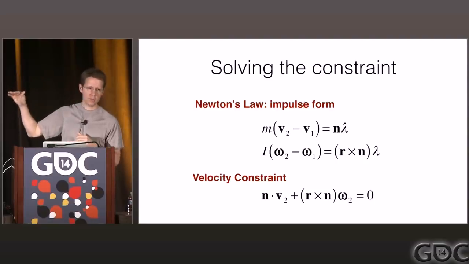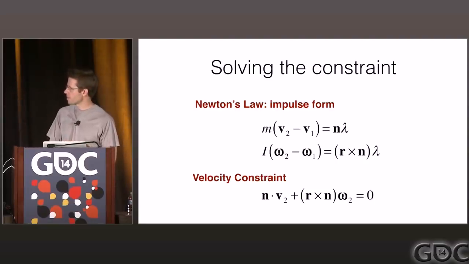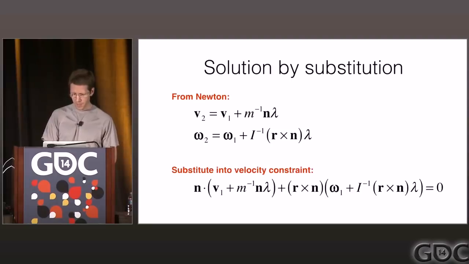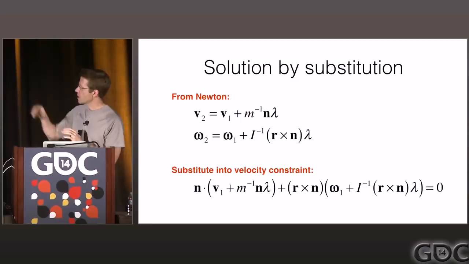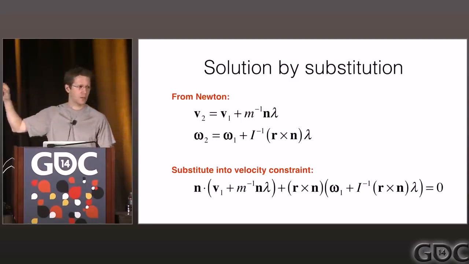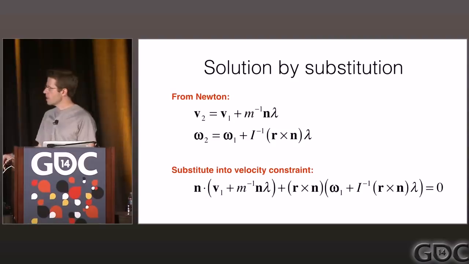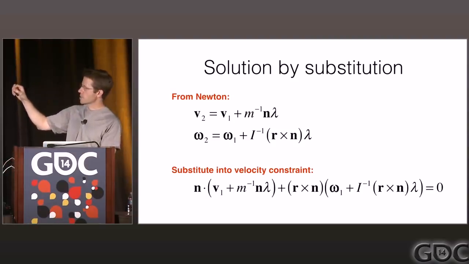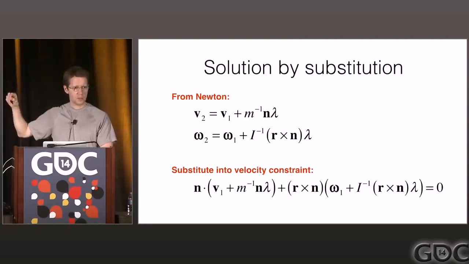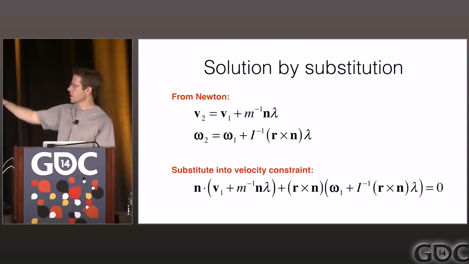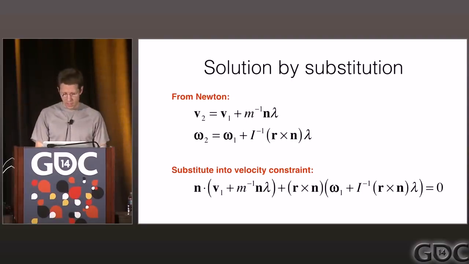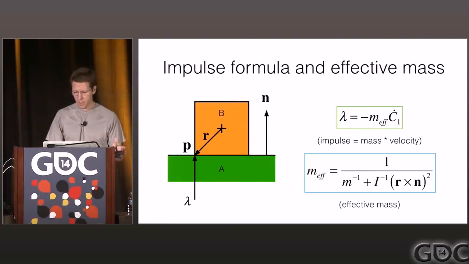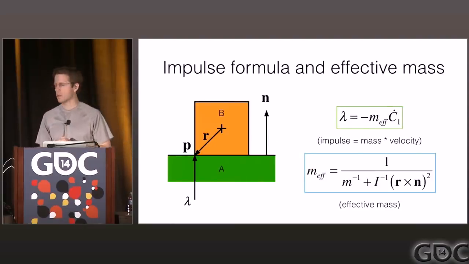All right, so now I actually have enough equations to solve for lambda. And here's how you do that. From Newton's law, I isolate v2 and omega 2, the linear velocity and angular velocity, and I express those in terms of that unknown impulse lambda. Okay, so now I can substitute the expression for v2 and omega 2 into the velocity constraint, and that's what I have there on the lower line. All right, so we can just rearrange those terms and come up with a formula for lambda.